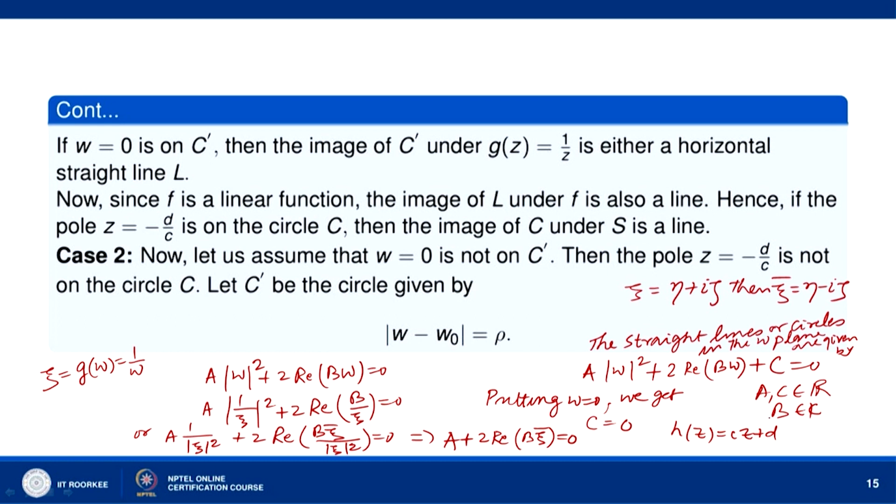Now, let us say that the equation of the circle C dash in the w plane, where we have defined w equal to h z, is given by mod of w minus w naught equal to rho. Since w equal to 0 is not on C dash, this means that mod of w naught is not equal to rho. If you put w equal to 0 here, we would get mod of w naught equal to rho, so that implies mod of w naught is not equal to rho.